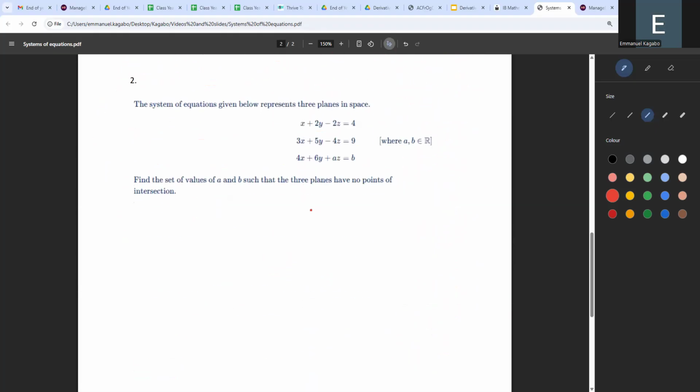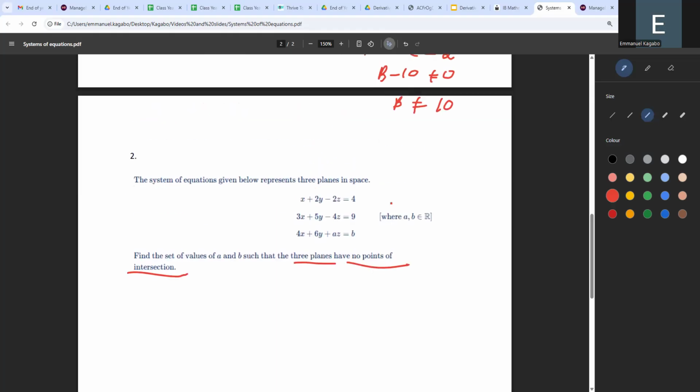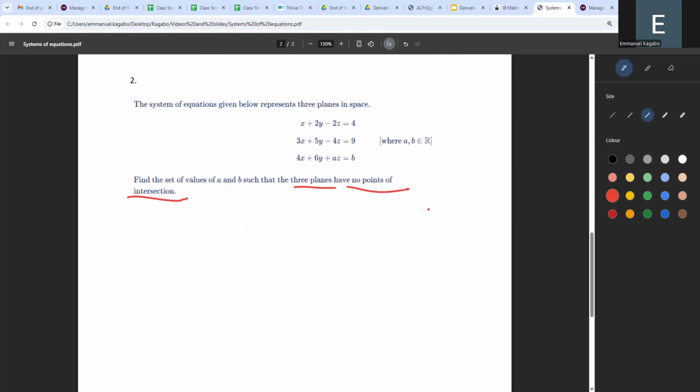Fast forward, I want to do the second one. Are you ready? Okay, or I leave this one and then you try it and tell me. I can give you this one and I get answers in the comments. Find the set of the values of A and B such that the plane has no point of intersection. That's what I was talking about. So this one, I'm not going to do it, but I'm assuming maybe you can have your answer.